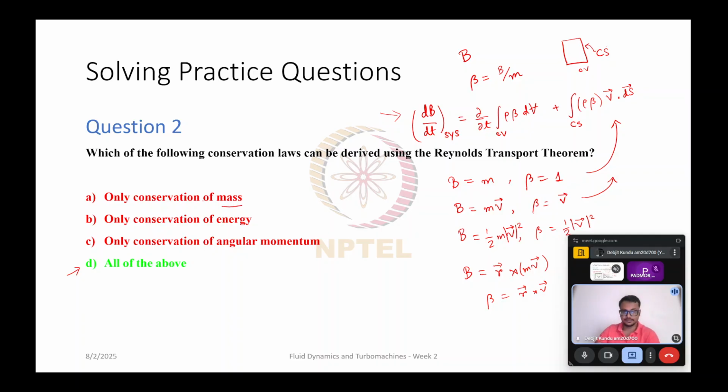So that is why none of these options which say that it's only conservation of mass or only energy or only angular momentum are right. Rather, all of the above can be derived using the Reynolds transport theorem.